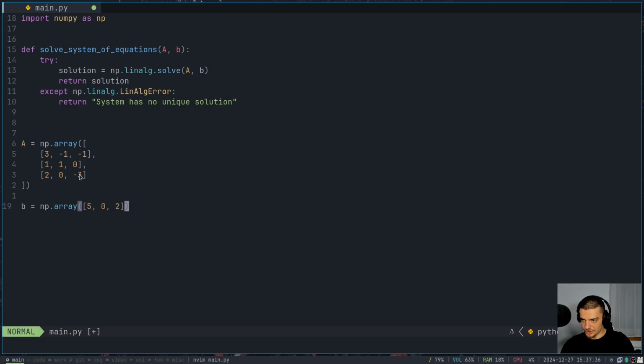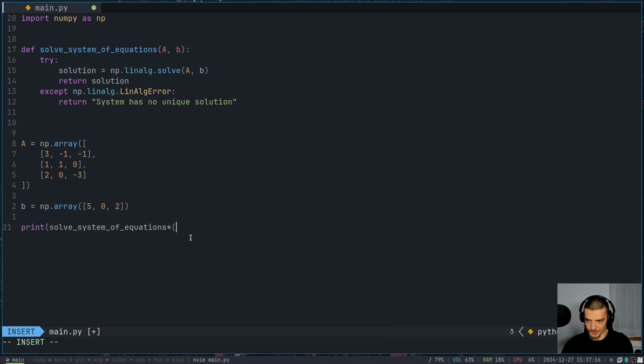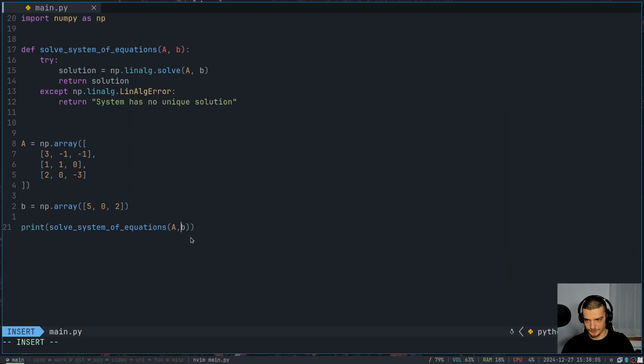So these are our equations: 3x minus y minus z is equal to 5, x plus y is equal to 0, and 2x minus 3z is equal to 2. And we're going to try to solve this system of equations now. Now I can do this right away with my function here. So just a and b will give me the correct answer. And this is what we're going to compare our solution with. So 1.3, negative 1.3, 0.2. All right. So let's solve this with Gaussian elimination implemented from scratch.